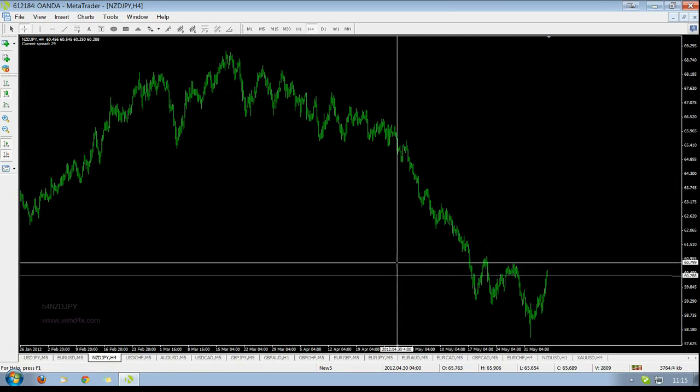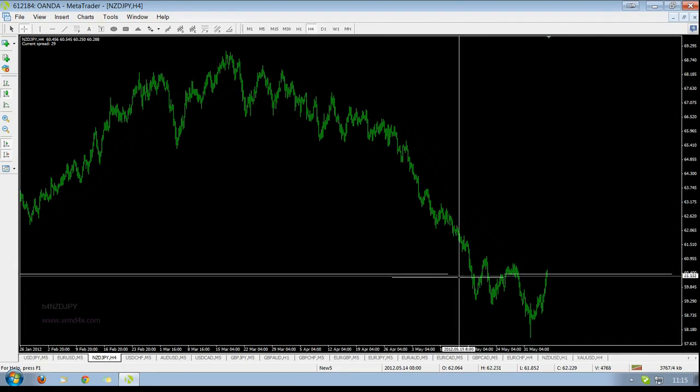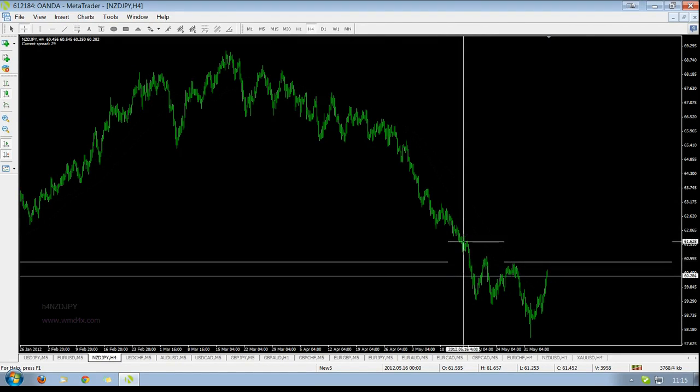And once she's breached that resistance with any kind of strength, then you're looking at a pullback, and then you're looking for support to be established, right? So that is something that I would be aware of. I'm just looking at the most recent resistance which has been established as she was falling.